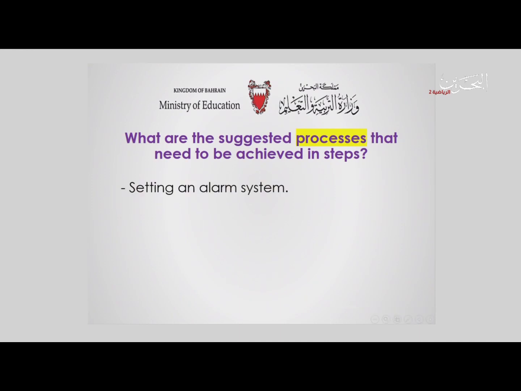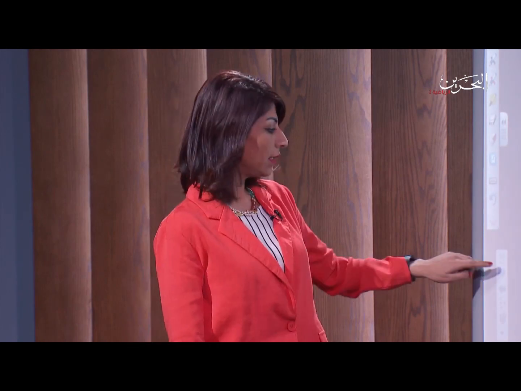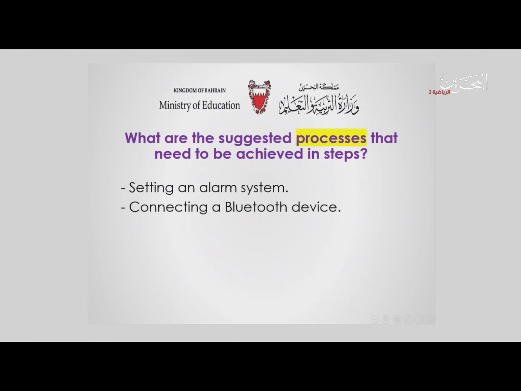One of the examples is setting an alarm system. Some houses have alarm systems. So when anyone wants to set the system, he has to follow a procedure of steps in order to accomplish this operation. Another example is connecting a Bluetooth device. Some cars and some speakers can be connected to a Bluetooth. And in order to accomplish this, we have to follow some steps.